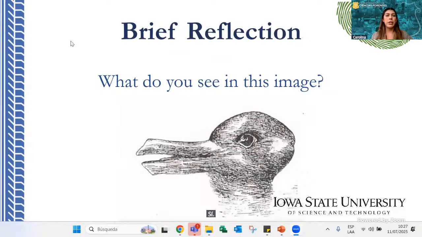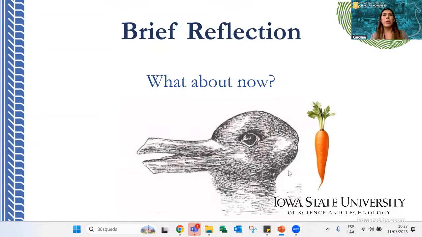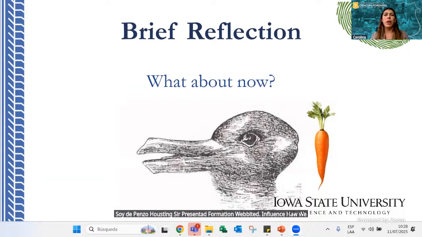Okay. Bird, dog, bird, dog. Okay. Great. Now, what about now? Okay. So many of you could change. Okay, now we're seeing rabbit, rabbit, still both. Okay, so it depends on how things are presented to us and the information we're provided. This will shape and influence how we interpreted them.